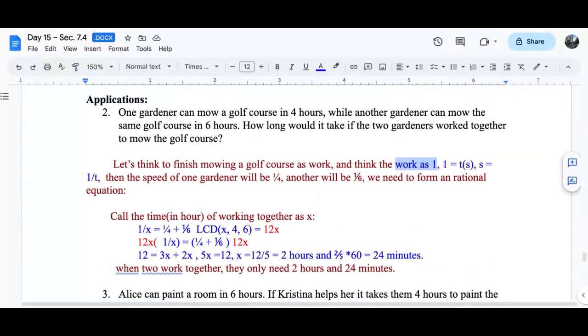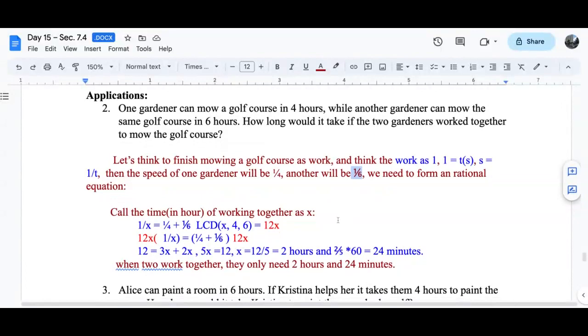And the work done equals the time multiplied by speed. So t represents the time, s represents the speed. If we divide by t on both sides, we get the speed equals 1 over t. So in our case, what is the speed of the first gardener? It's 1 over 4. The speed for the second gardener is 1 over 6. If they work together, we just add up those two speeds. It becomes the speed when they work together.